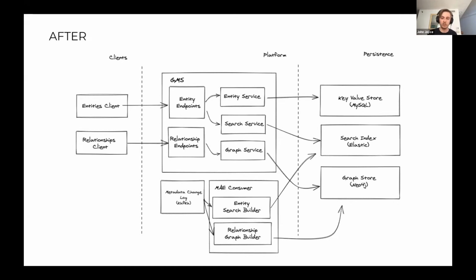And then heading over to the MAE consumer side, we followed a very similar pattern where we have a generic entity search index builder. We have a generic relationship graph builder. And this is all driven based on those annotations in the model, right? So that's how we compute what the updates need to be.